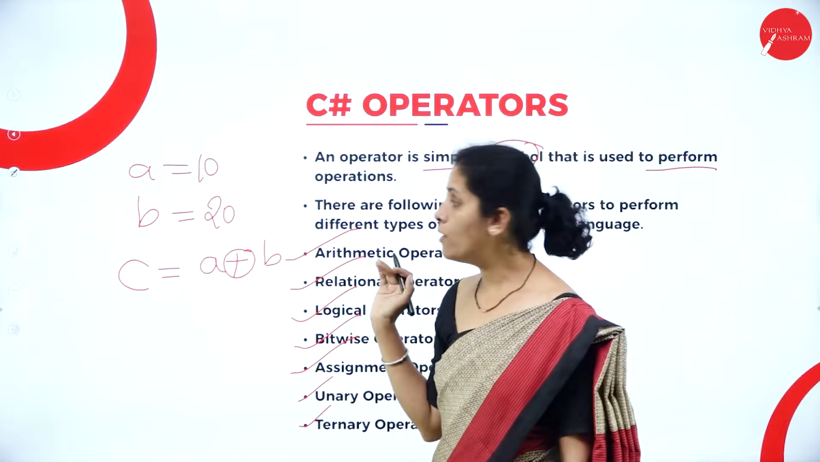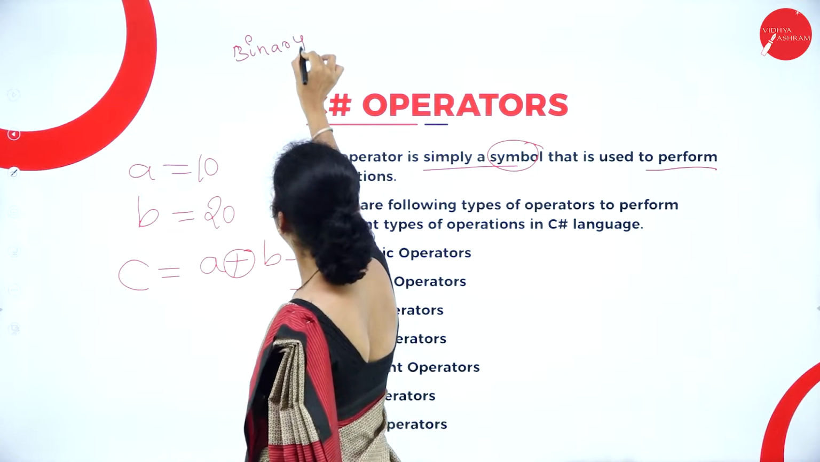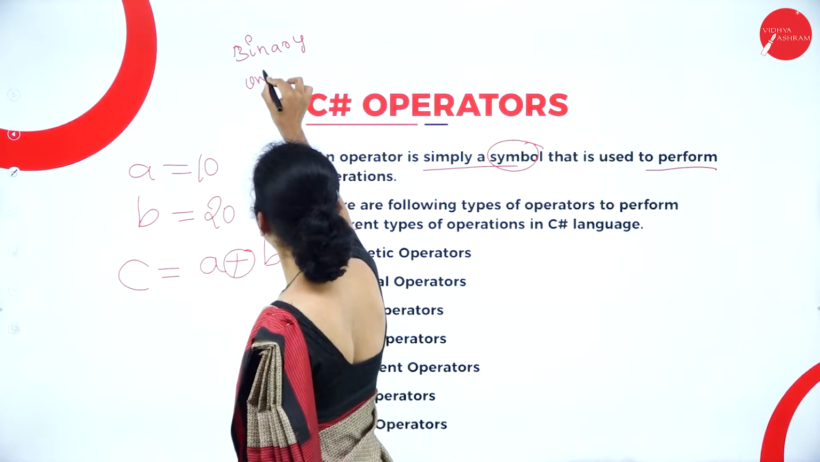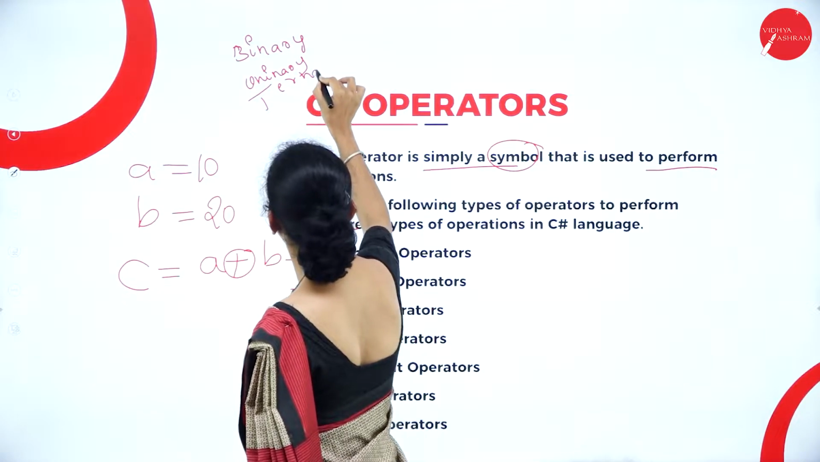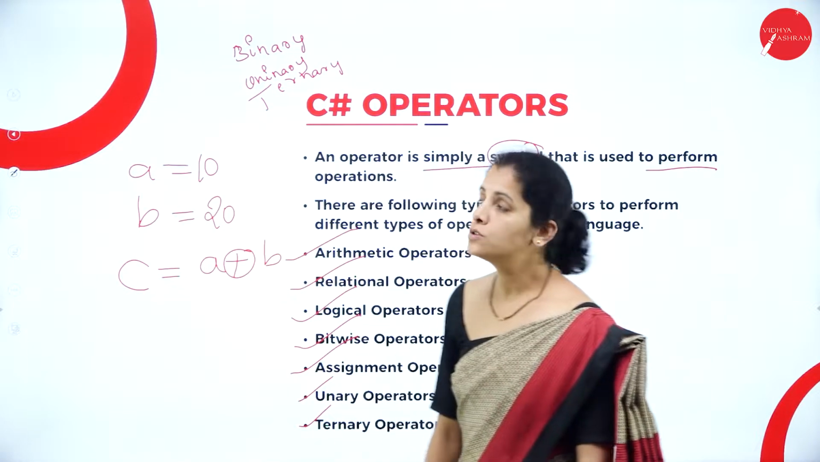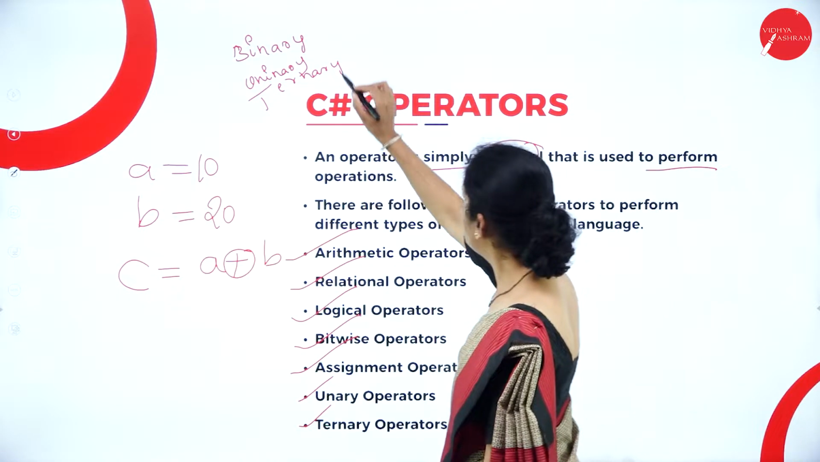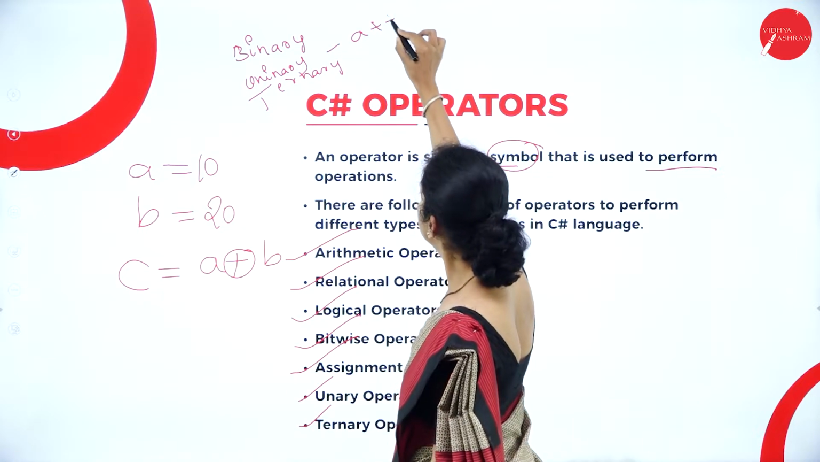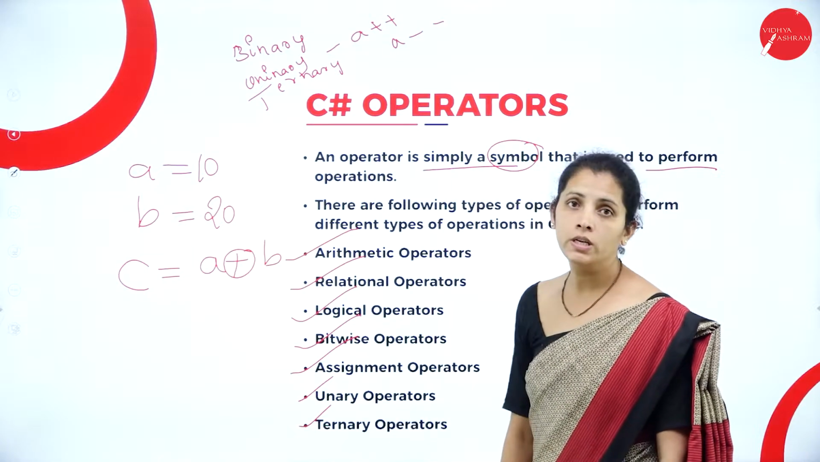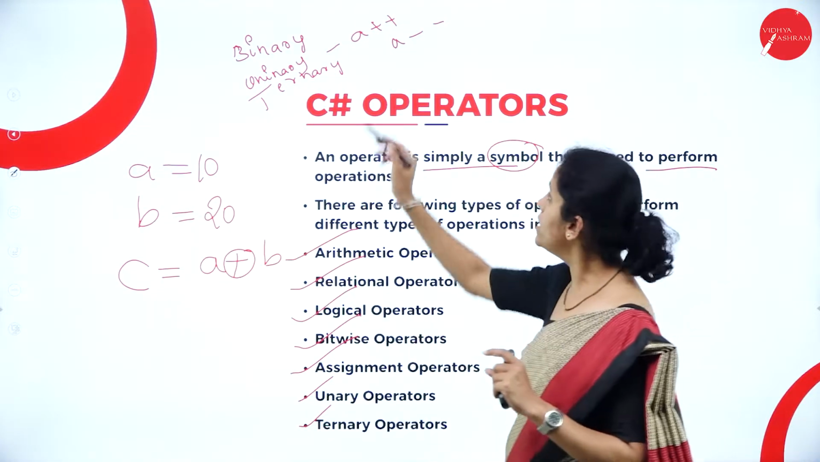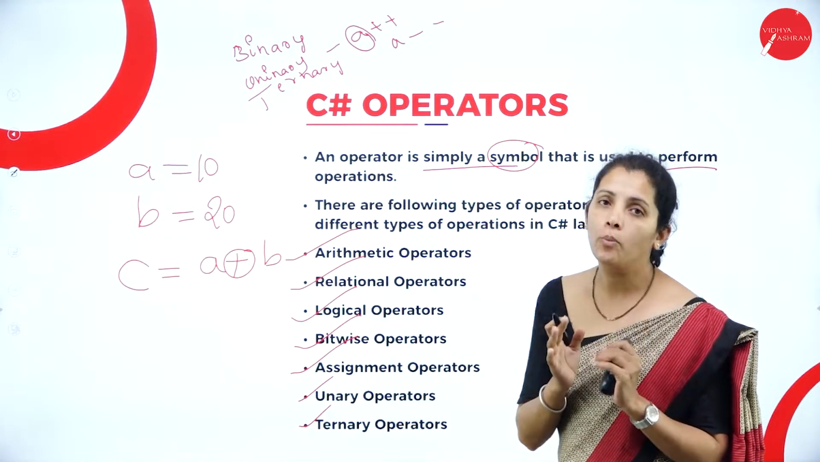So there are three types of operator: binary operator, unary operator and ternary operator. So unary means what? I have only one operand. Example, a plus plus, a minus minus. These are examples of unary. That means I'm going to have only one operand.